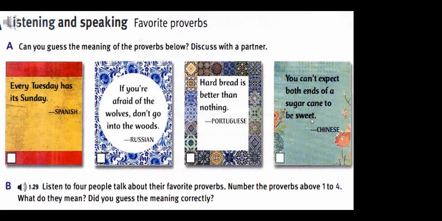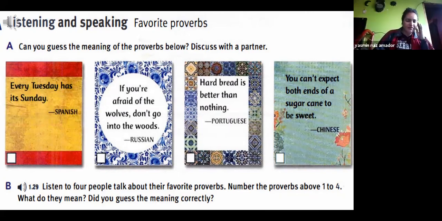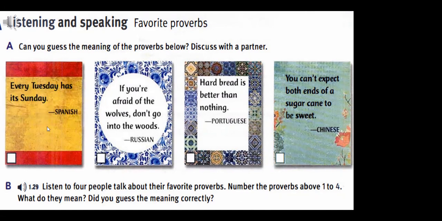You can expect both ends of a sugar cane to be sweet. Okay. Do you understand any of this? Tell me. Do you have an idea about any of this? The meaning. For the first one, every Tuesday has its Sunday. For example, we can rest or do something fun on Tuesday. Yes. Remember, this is a metaphor, right? I guess it says every beginning has an ending. Something you start now, you finish today or some other time or tomorrow. Most of the proverbs are metaphors, right?